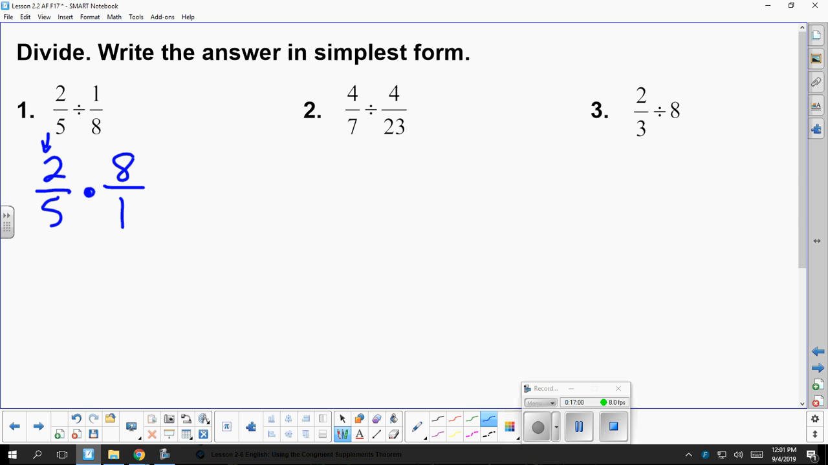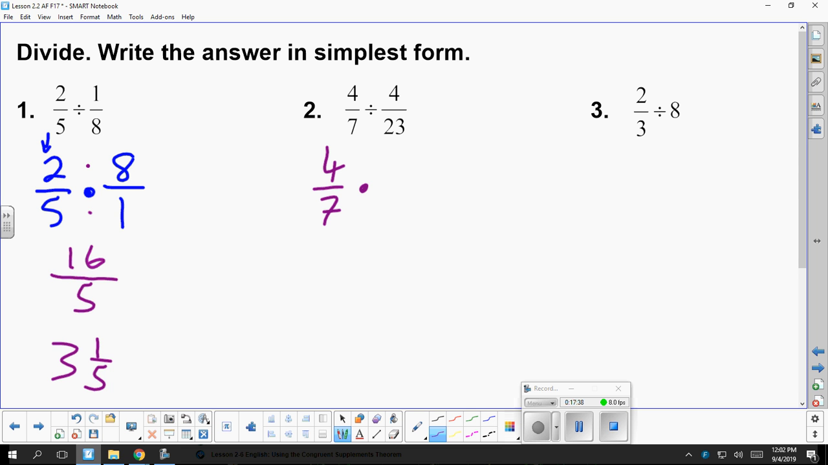At this point, I'm going to deal with it just like a multiplication problem. I'm going to look to see if I can cross cancel. And if I can't, I'm going to multiply. So, 2 times 8, 16. 5 times 1 is 5. I have an improper fraction. So, 5 goes into 16 3 times with 1 left over. 3 and 1/5.